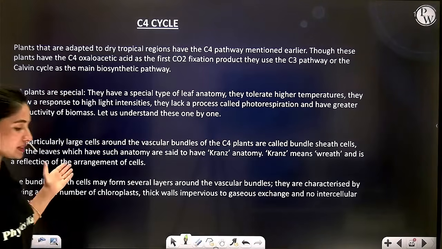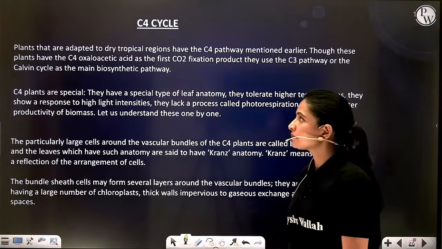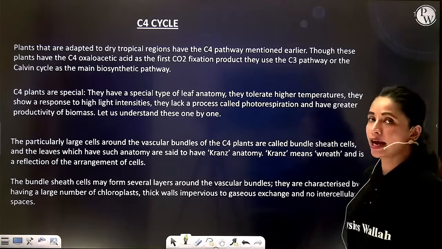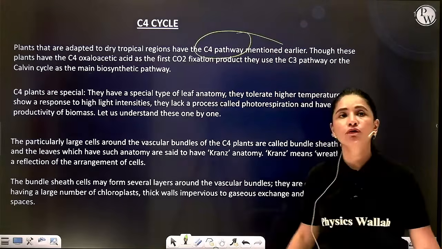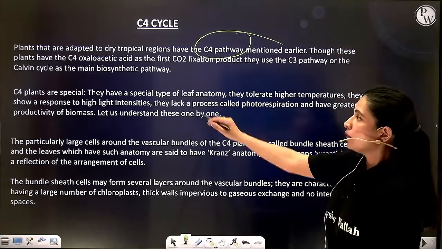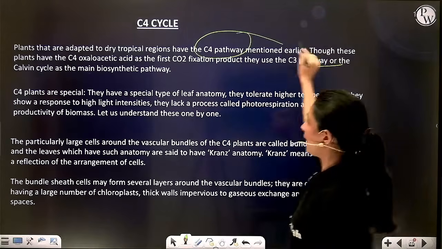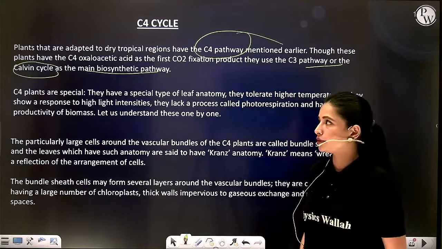Okay, now let's read this page. This page I have strictly taken from your NCERT. Let's try to read the lines. Plants that are adapted to dry tropical regions show an additional pathway of glucose formation, that is C4. Correct? Otherwise, the main pathway for glucose production is the Calvin cycle.